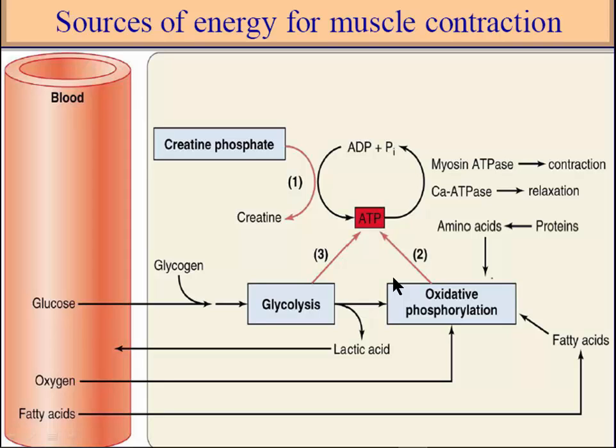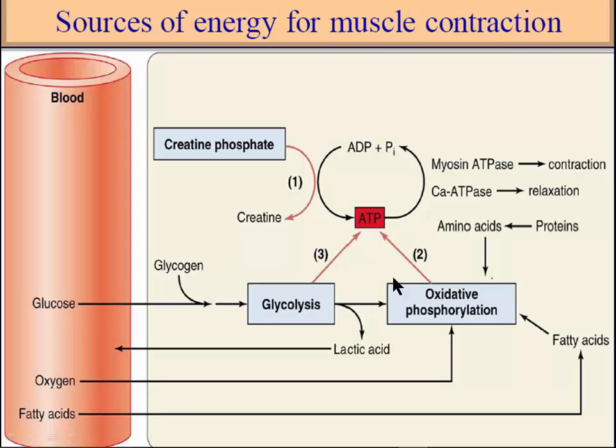So after contraction, we want calcium that's in the cytosol to be pumped again into the sarcoplasmic reticulum and out of the cell. This pumping of calcium into the sarcoplasmic reticulum and out of the cell needs energy in the form of ATP. And also, to maintain the ionic environment of the cell and of the extracellular environment, we need the sodium-potassium pump. It's a pump. It needs ATP. So ATP is needed for contraction, actin-myosin interaction. It's needed for relaxation, for the pumping of calcium into the sarcoplasmic reticulum and out of the cells. And it's also needed for the maintenance of the ionic environment through the sodium-potassium pump.